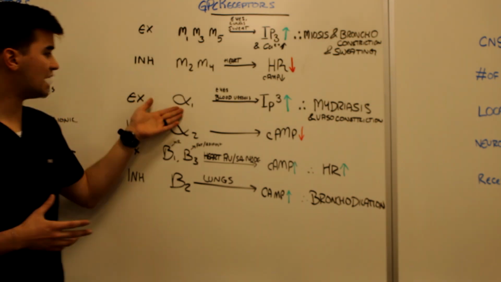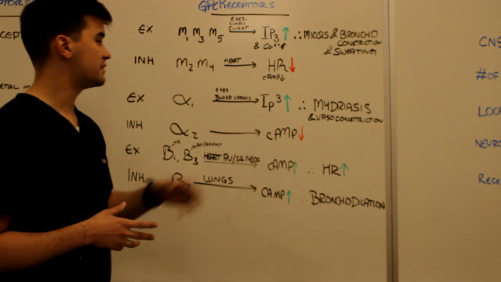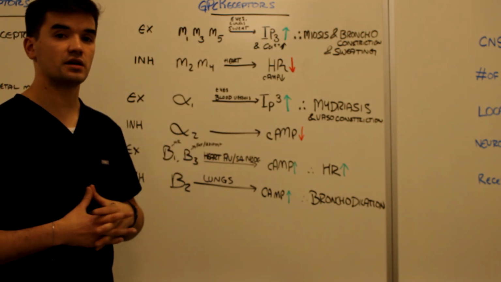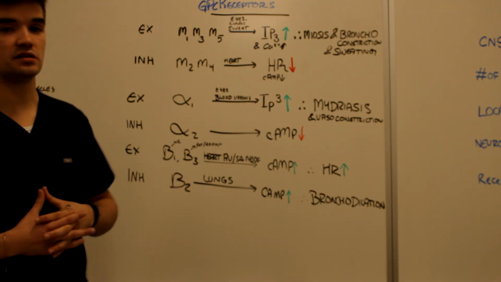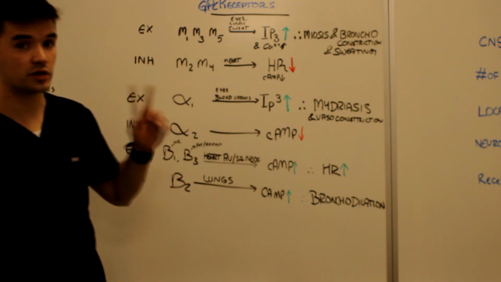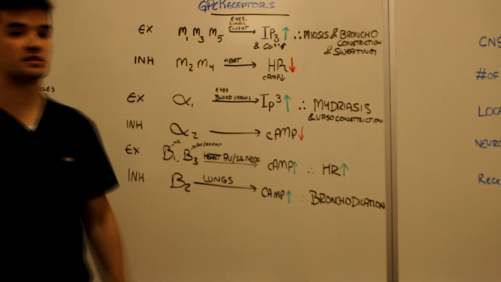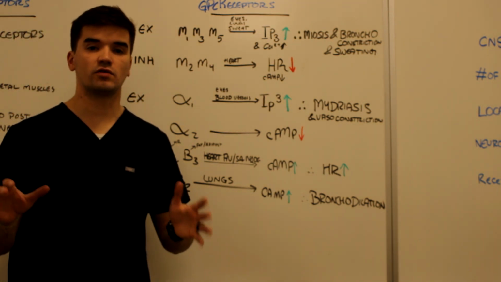Alpha-1 receptors are excitatory. They deal with the eyes and the blood vessels. They increase IP3, and they cause something called mydriasis, which is the dilation of our pupils. They also cause vasoconstriction. If we can remember, looking at the chart, alpha-1 receptors are adrenergic, and they are part of the sympathetic nervous system, or the fight or flight response.